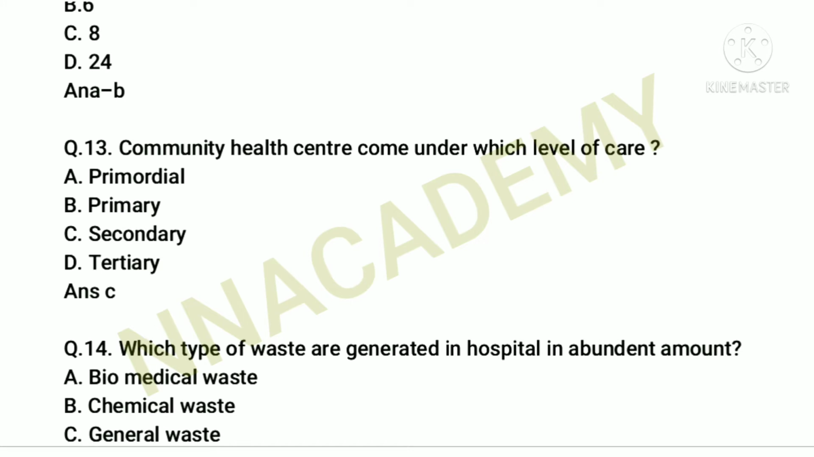Next one, community health center comes under which level of care? Options given are option A primordial, option B primary, option C secondary, and option D tertiary. So the right answer is secondary. Community health center, CHC, comes under the secondary level of care. The first level of care is village and it is PHC, and the second one is CHC, community health center, and the third, tertiary, is referral hospitals and education hospitals.